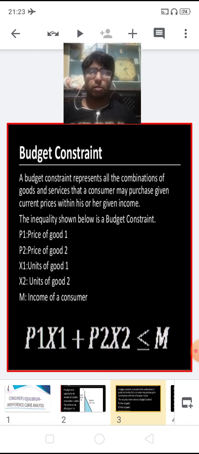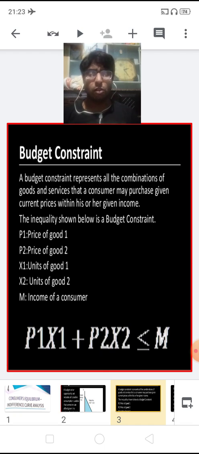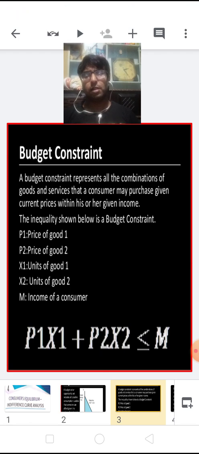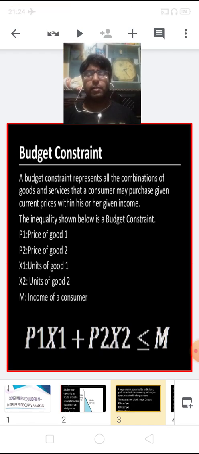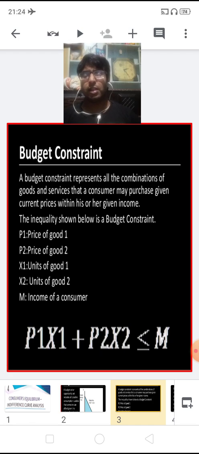Second is the budget constraint. A budget constraint refers to all the combinations of goods and services that a consumer may purchase with his given income at current prices. I mean, with his given income and whatever the market price prevailing in the market, the consumer can buy up to that limit of the goods or the commodities with his given money income. I mean, with his money income, he can avail all the combinations whose cost is exactly equal to the money income of the consumer.